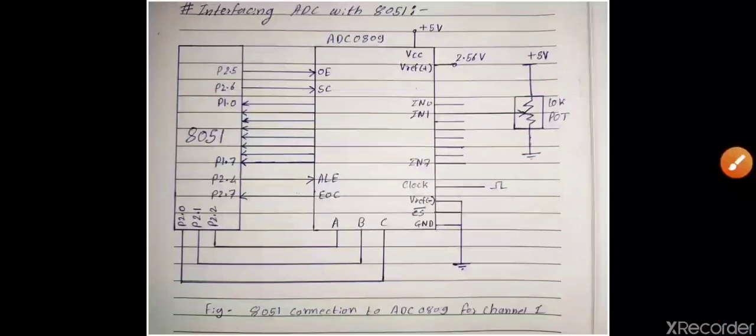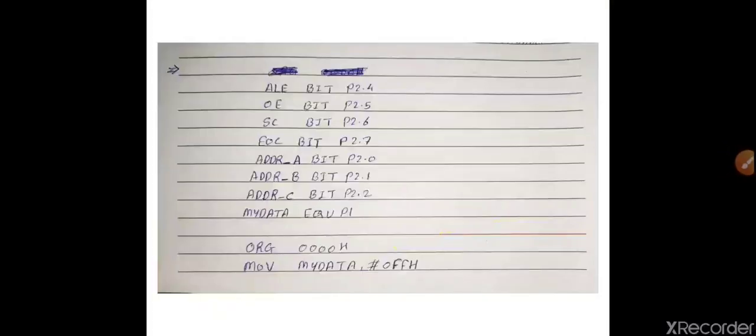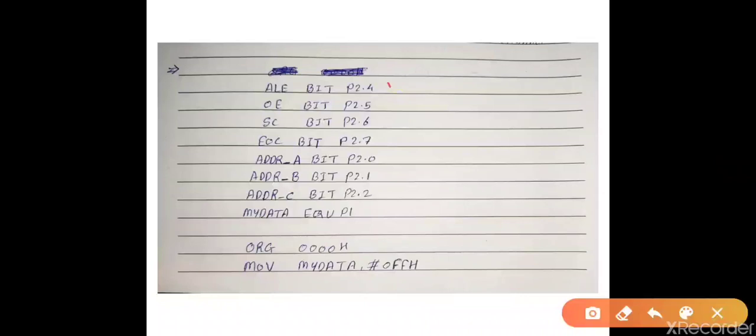Next we'll see the basic program for analog to digital conversion. First we'll assign port pins to different names. Port 2.4 is assigned to ALE, port 2.5 is assigned to OE, port 2.6 is assigned to SC, port 2.7 is assigned to EOC. Address A, B, C are assigned to port 2.0 to port 2.2.